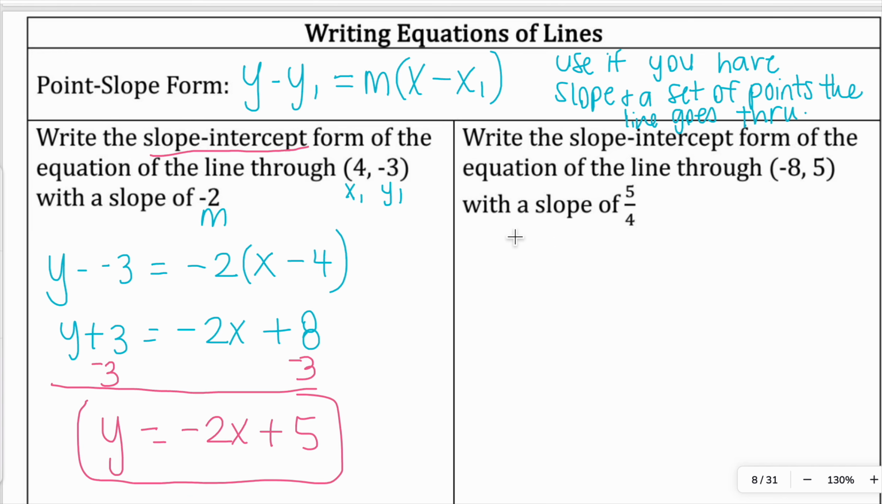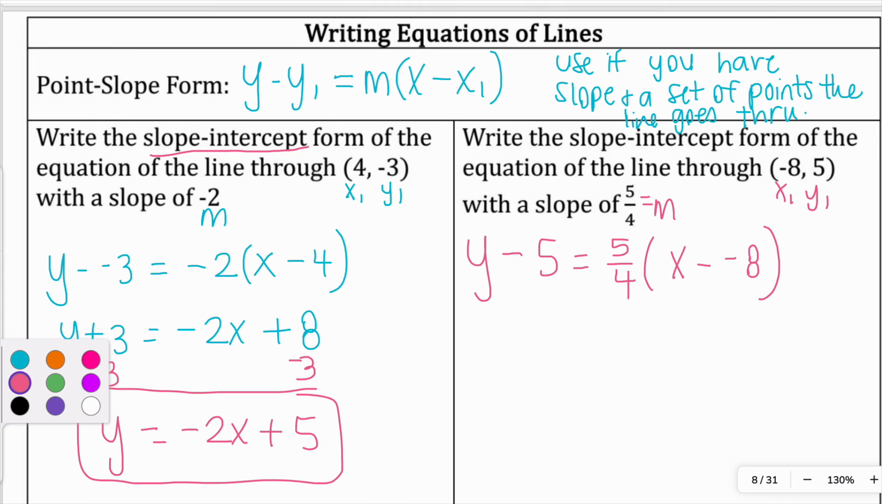Write the slope-intercept form of the equation of the line going through these points, -8, 5. That is my x1, y1, and my 5/4 is my slope, which is m. So y minus y1, that'd be y minus 5, is equal to m 5/4, parentheses, x minus -8. Okay, something to keep in mind here, x minus -8, I can easily just change that to x plus 8. So now I'm ready to start.